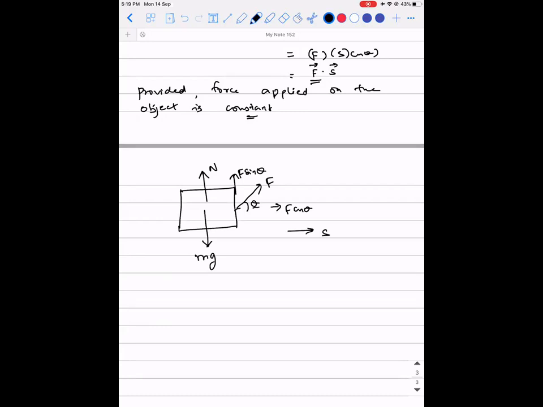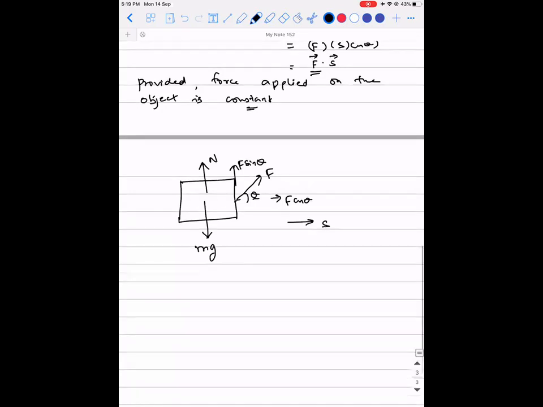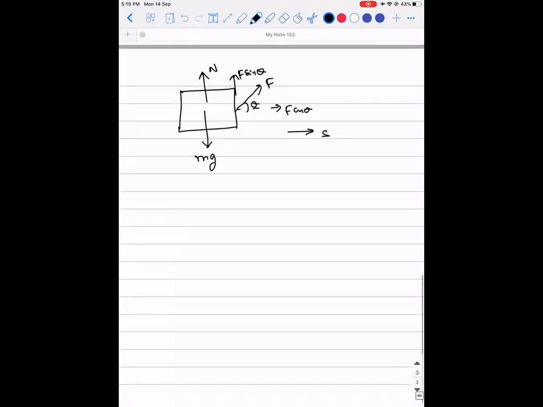Am I clear with this diagram? Yes, I hope that you know I drew it fast. Okay. Now tell me, how many forces are actually there on the system? System means something which is under observation. Here it is the block. How many forces are actually acting on the block? So it's a simple question. The diagram itself is telling how many forces you are able to see. It is N, mg, and F. There are three external forces acting on the object.